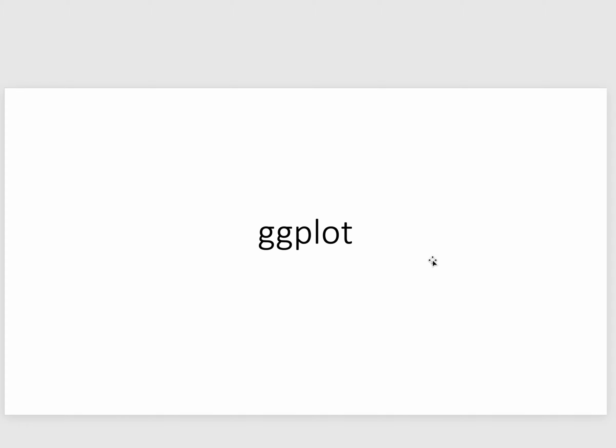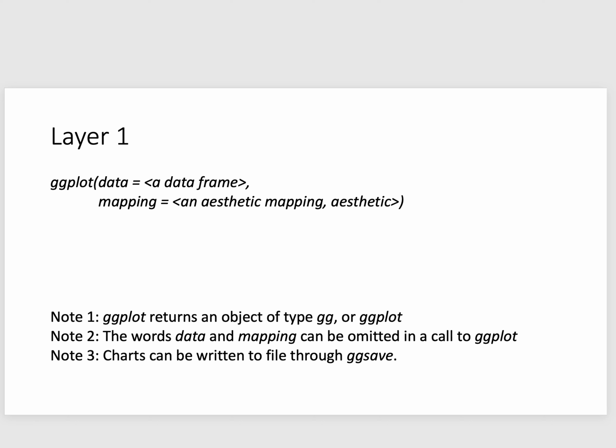Creating visualizations with the ggplot2 package in R is a process of layering. And the first layer is a call to the function ggplot. ggplot takes two arguments, a data frame and a mapping, an aesthetic mapping, or an aesthetic, and we'll come back to that in a minute. When you call ggplot, it returns an object of type gg or ggplot, and the keywords data and mapping can be omitted in a call to ggplot.